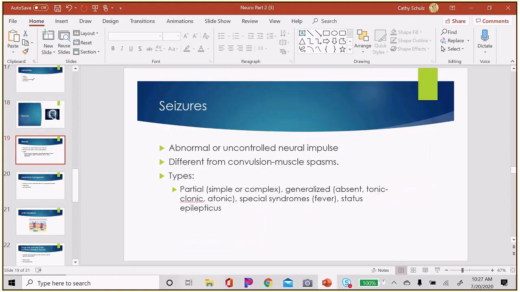Seizure activity occurs because there's an area in the brain, which is sometimes called a focus, that has an increase in electrical activity. It's very excitable. And because of these abnormal or uncontrolled nerve impulses in a certain area, the patient will develop seizures. Convulsions means there's muscle spasms associated with the seizure activity. So you don't always have to see the seizure.